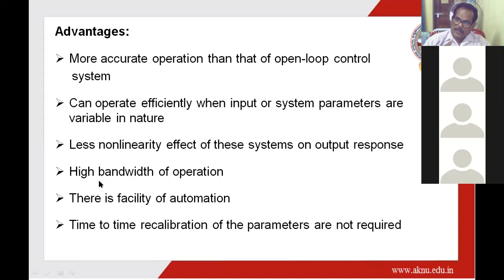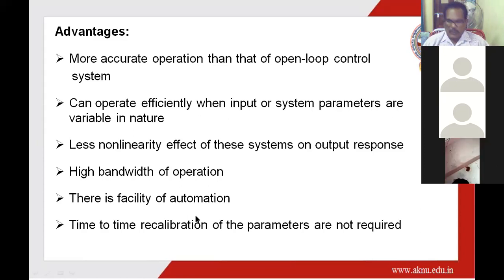I explained this point at the time of effects of feedback in a closed loop system. Then there is a facility of automation. In a closed loop system, it is easy to operate the systems automatically by using the sensors, the actuators, and the control signals. So there is a facility of automation in the closed loop system, but it is not available in the open loop system. Another advantage is time to time recalibration. Automatically it is recalibrated because we generate an error signal compared with the input signal. So every time it can recalibrate itself, which is not possible in the open loop system.